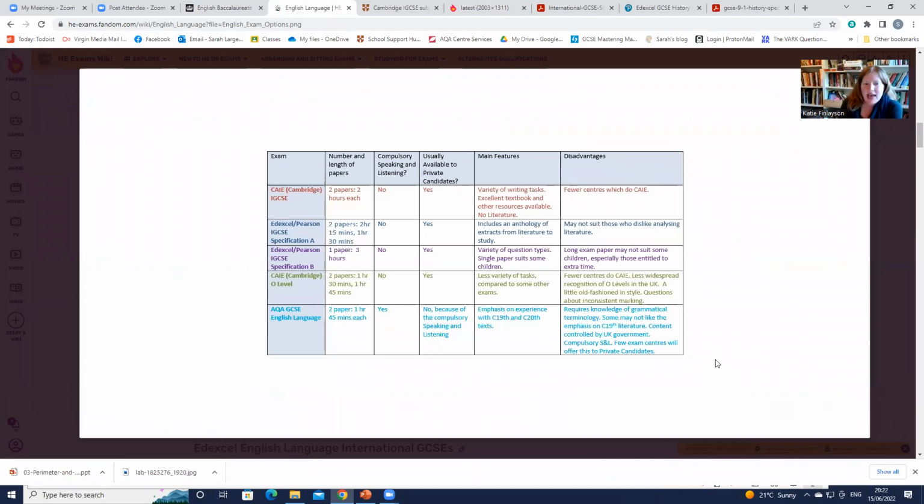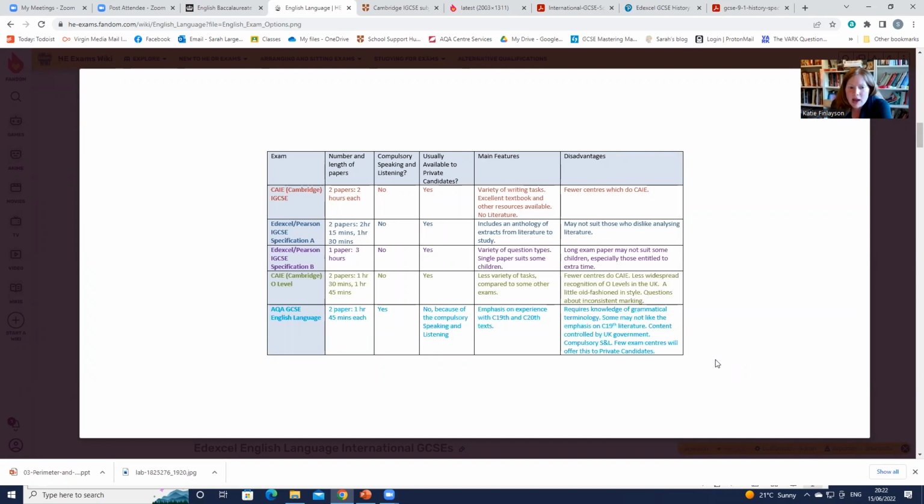With Edexcel A, so that's this one here in the dark blue, it has an anthology of extracts. So those are pieces that you study beforehand, and then in the exam, they will ask you to write something about those pieces, and also about some pieces you haven't seen, and then also some creative writing and what we call a transactional writing. And that's something like a letter or a speech where you're writing to do something in particular, you're not just telling a story.